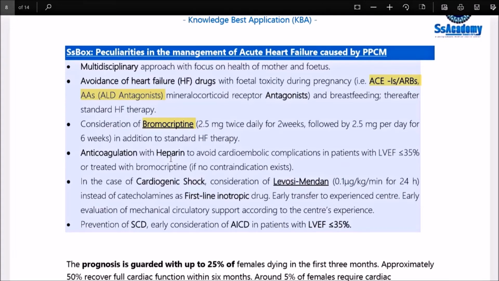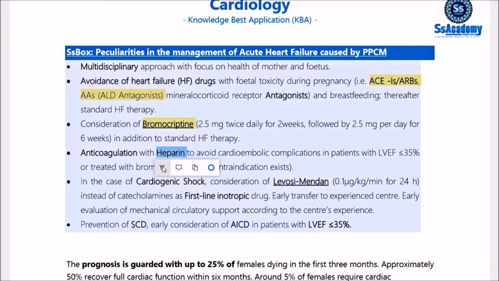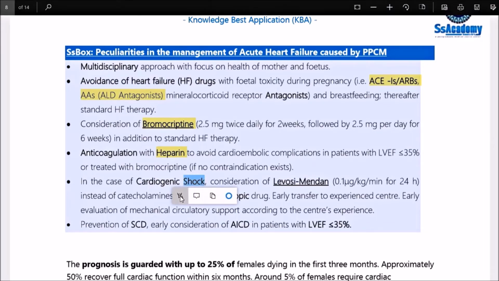Anticoagulation with heparin to avoid cardioembolic complications in patients with LV ejection fraction less than or equal to 35% who are treated with bromocriptine. So yes, my dear doctors, heparin should be added. In the case of cardiogenic shock, consider levosimendan. So my dear, just say with me, levosimendan, instead of catecholamines as a first-line inotrope drug, with early transfer to an experienced center and early evaluation of mechanical circulatory support according to the center's experience. For prevention of sudden cardiac death, consider an early ICD if the patient's LV ejection fraction is less than or equal to 35%.